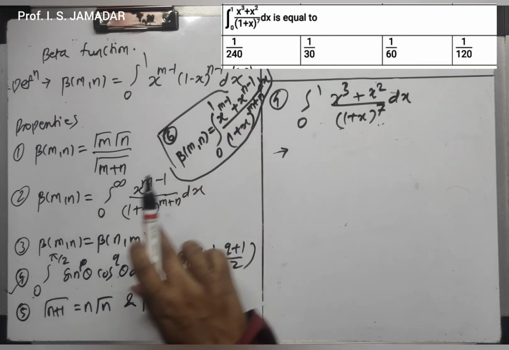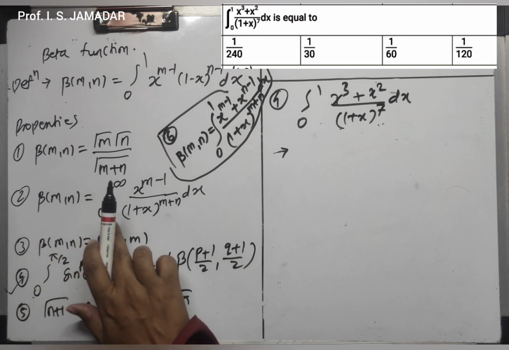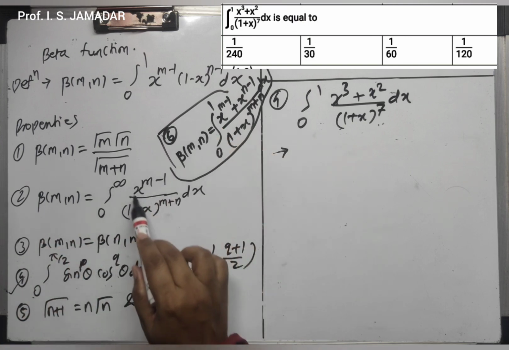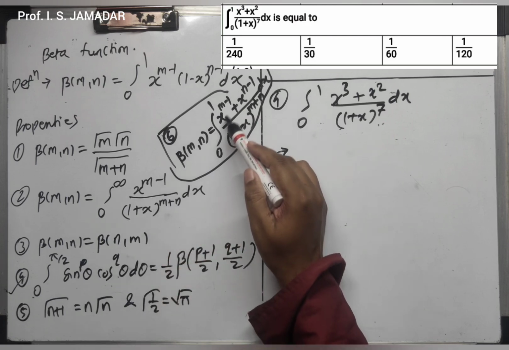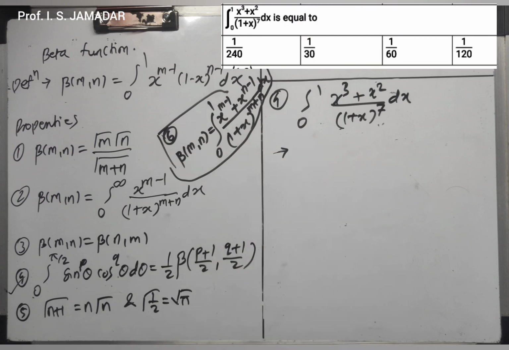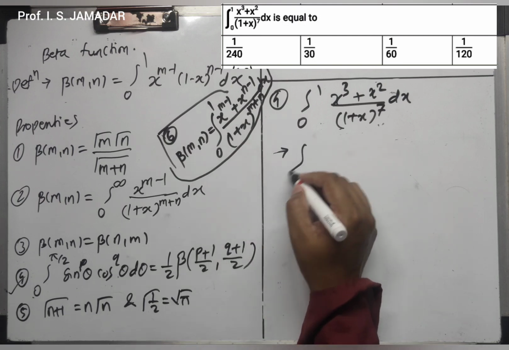Don't mix this property with the alternate formula. Here the limits are 0 to infinity and here the limits are 0 to 1. Here there is only x raised to m minus 1, here there is x raised to m minus 1 plus x raised to n minus 1. So remember the difference. By using this property you will have the answer in one step only.